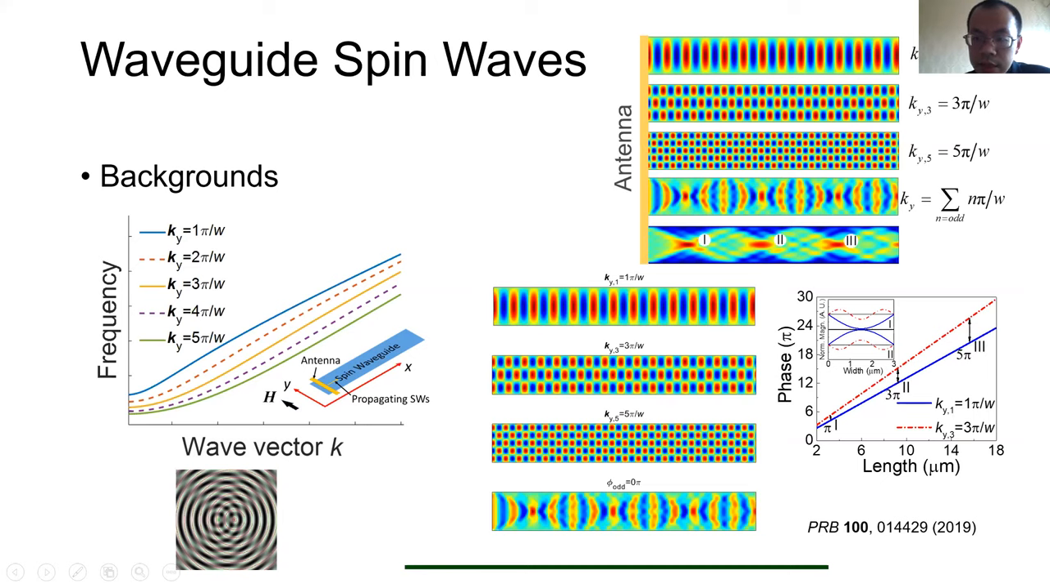So previously, people studied the interference of the odd mode spin waves, because in the uniform, symmetric excitation, only the odd mode spin waves can be excited here. So the interference of the odd mode spin waves would lead to the so-called self-focus phenomenon. As it propagates, as you can see, the energy can be converged in the center of the stripe with a certain period.